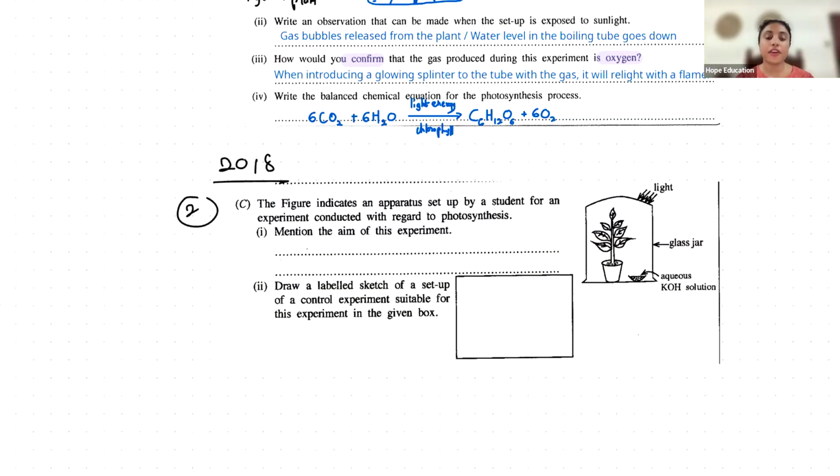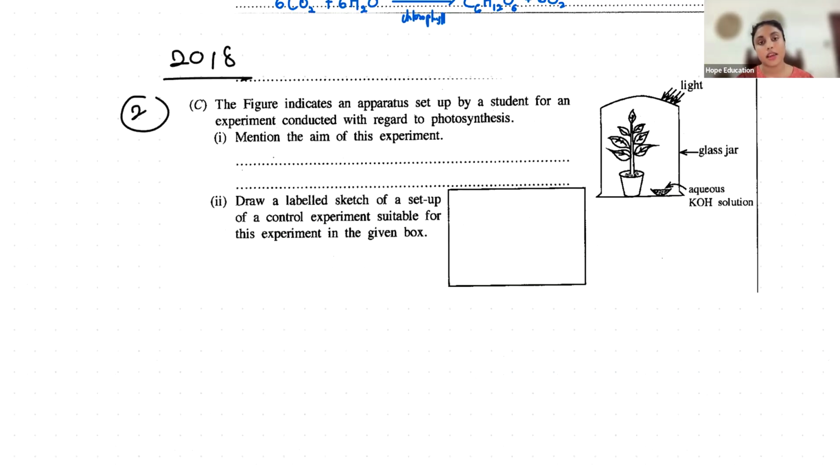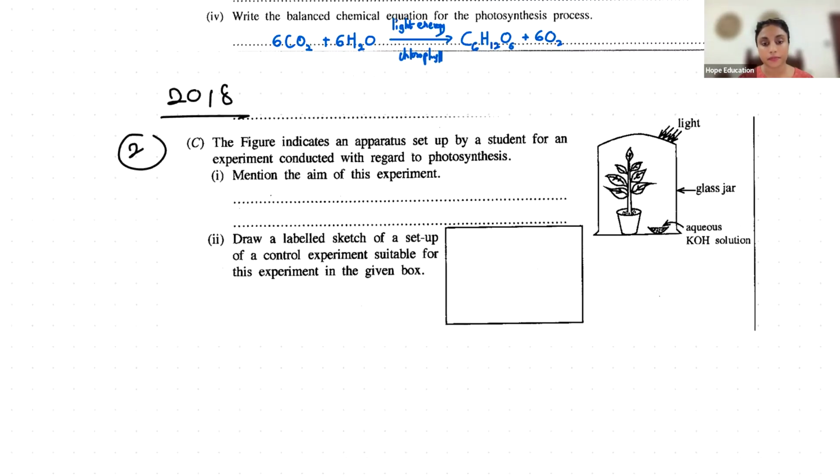Let's see. The figure indicates an apparatus set up by a student for an experiment conducted with regard to photosynthesis. Okay, so we can see a glass jar and we can see a plant. We can see aqueous potassium hydroxide, KOH. Then there's light falling. Mention the aim of this experiment. What do you think this is? What is the aim of this experiment?